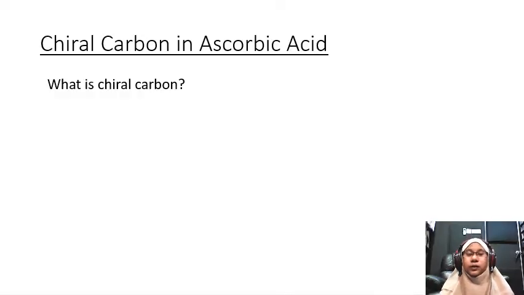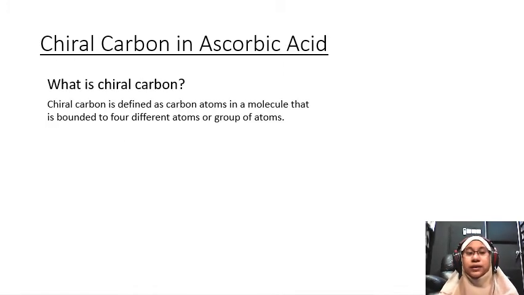Now, moving on, we're going to look into chiral carbon in ascorbic acid. You might be wondering, what is chiral carbon? Well, chiral carbon is defined as carbon atoms in a molecule that is bonded to four different atoms or group of atoms.